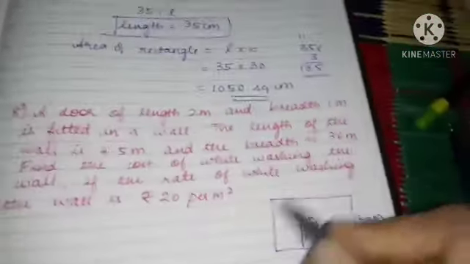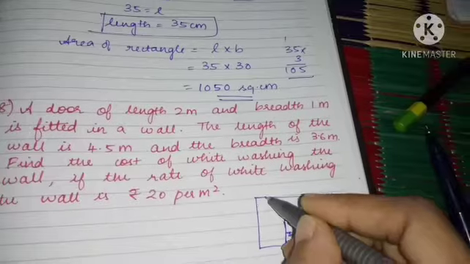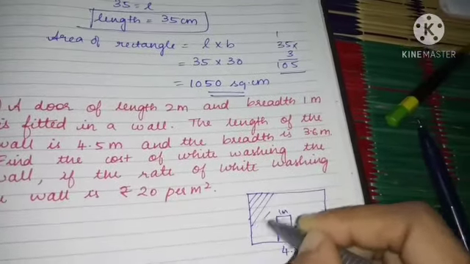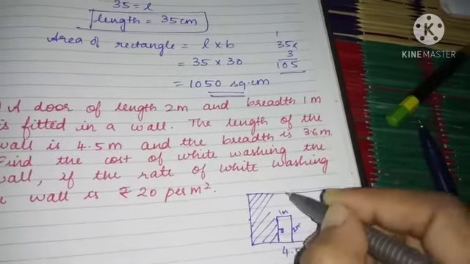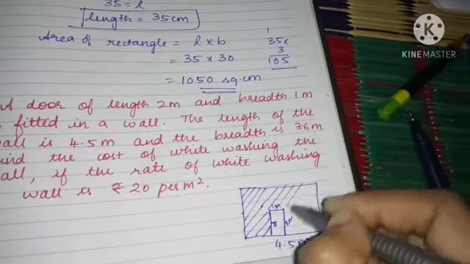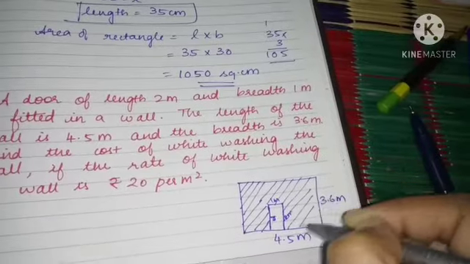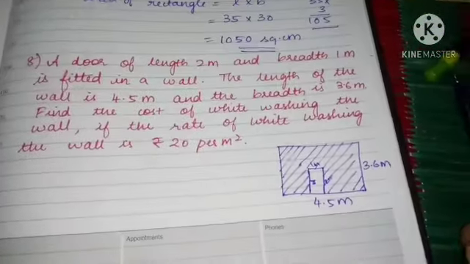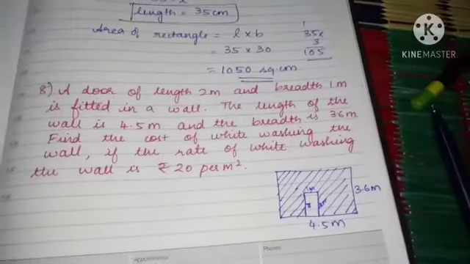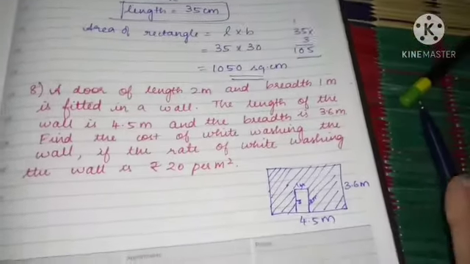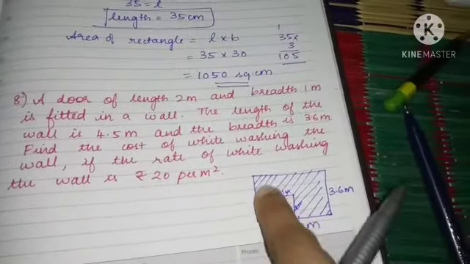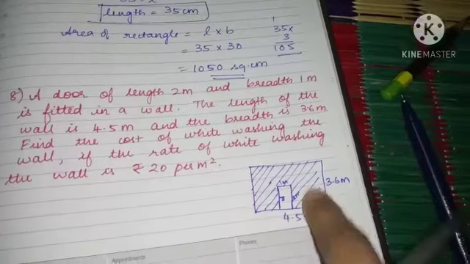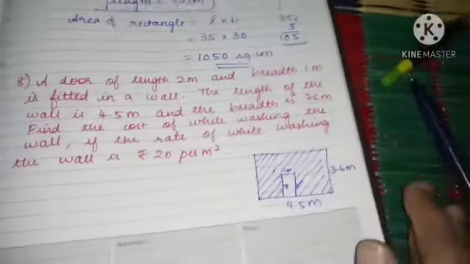Now we are supposed to whitewash this wall. Where will you whitewash? The shaded region alone you will whitewash, right? You will not whitewash the door, only this region. So we are going to find the cost of whitewashing. First you should find the area which you are going to whitewash, then you should find the cost of it.